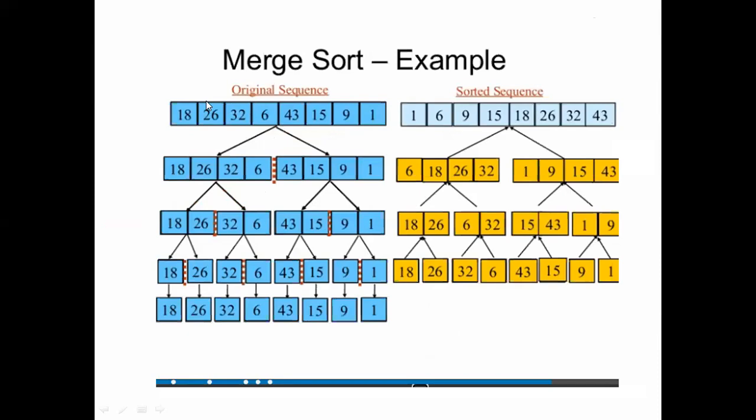See here in merge sort, first we have to divide the given array into two parts, splitting by 2. This is my original array. I divide this into two subparts: this is my left subpart and this is my right subpart. Then again I divide each into two parts, left and right. Again I divide these into subproblems, and in this way we represent the subproblems.